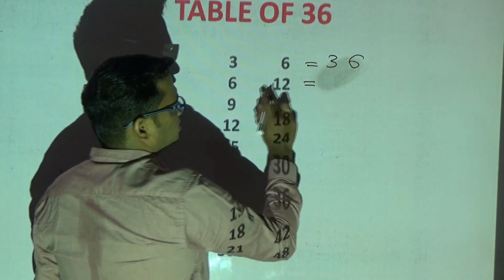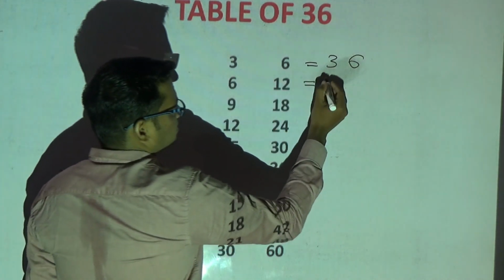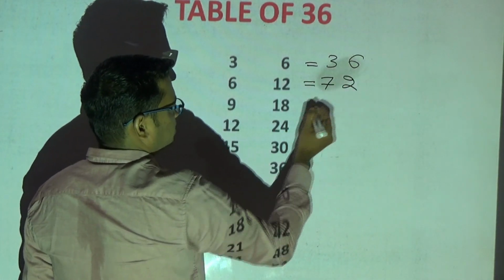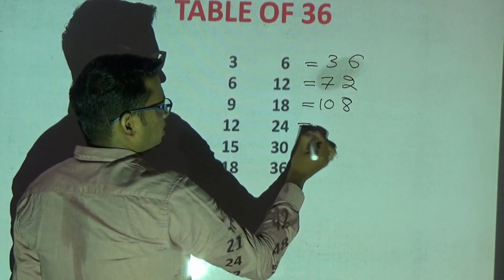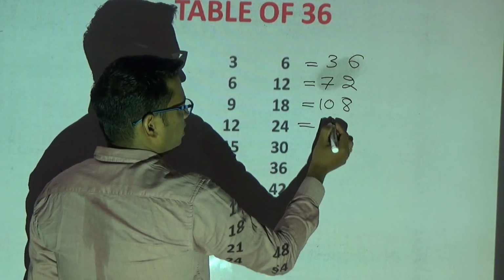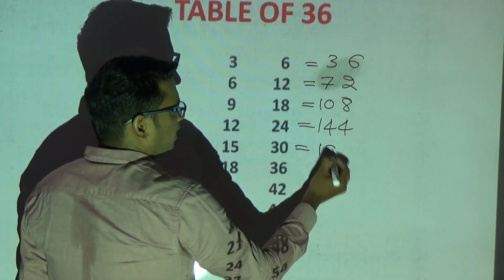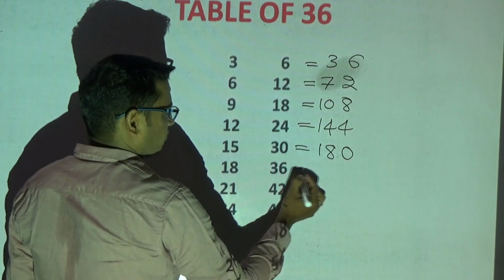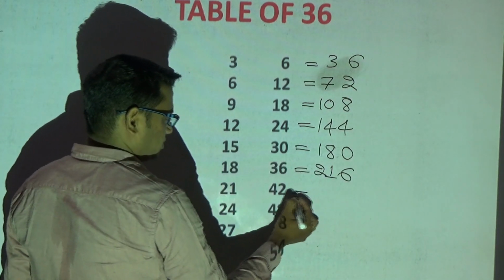Now you observe there are 2 digits. Add the left digit to this. 6 plus 1 is what? 7. Write 2 as it is. 9 plus 1 is what? 10. Write 8 as it is. 12 plus 2 is what? 14. Write 4 as it is. 15 plus 3 is what? 18. Write 0 as it is. 18 plus 3 is what? 21. Write 6 as it is.